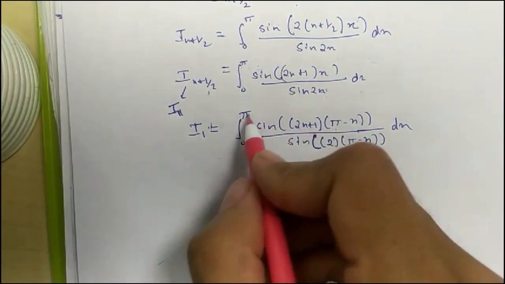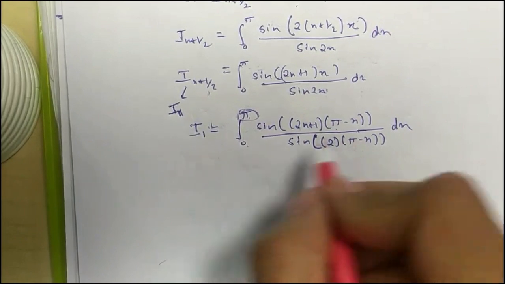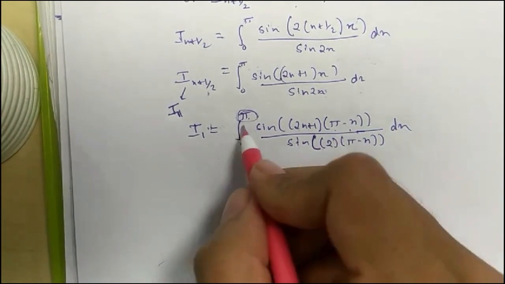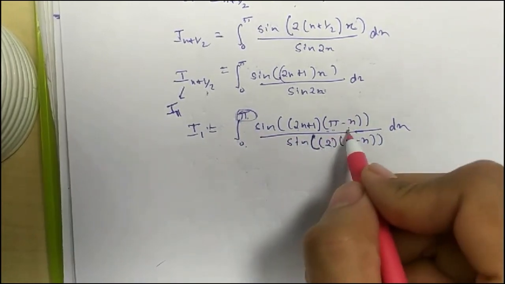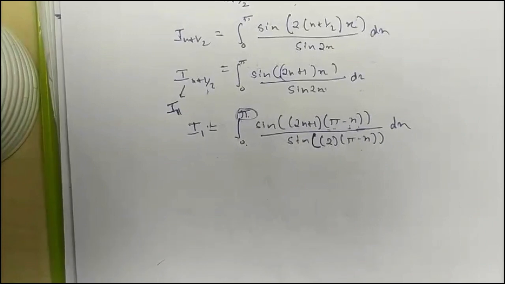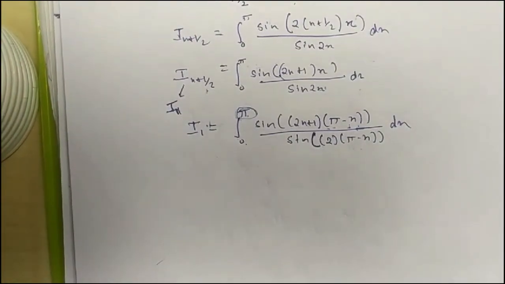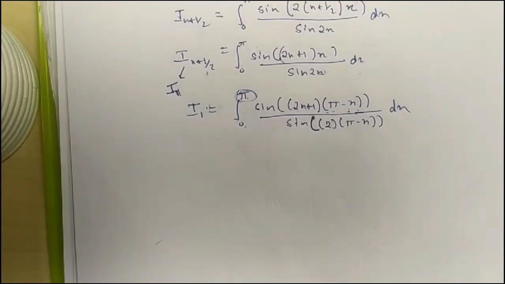Where does this pi come from? This is basically the limits. Basically it is pi + 0 - x according to the property of definite integral, right? If there would have been say a and b, then I would have written it substituted x by a + b - x. If you want me to make another video on this, I can make a separate video on the properties of definite integral. But for right now, let's focus on solving this question.